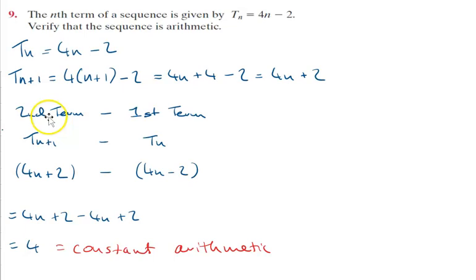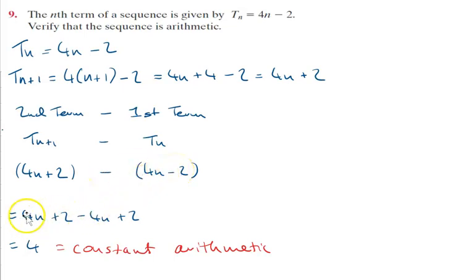So if the second term is Tn plus 1, we're going to subtract the first term, which is Tn, to get the difference. So Tn plus 1, we replace with 4n plus 2, because we worked that out over here. We bring down the minus. And then Tn, we replace with 4n minus 2. That was given in the question. Make sure you use brackets, because you're going to have to multiply in that minus. And if you don't use brackets, it will go wrong.